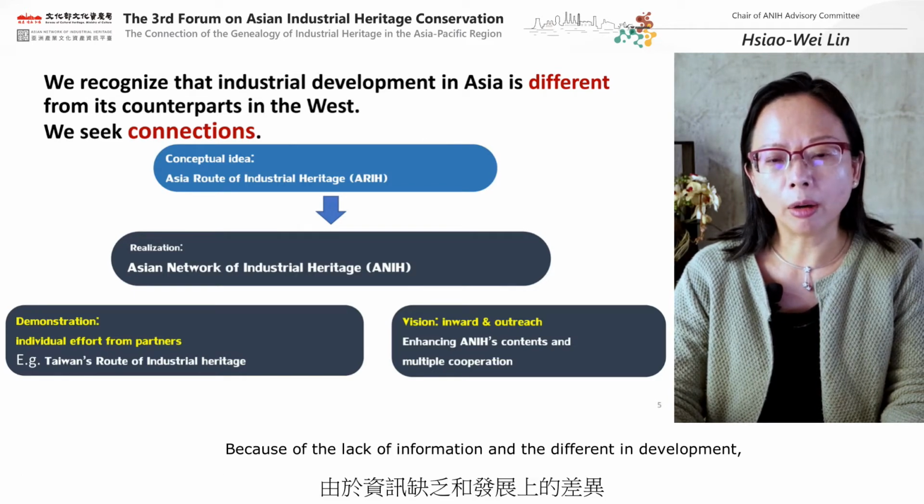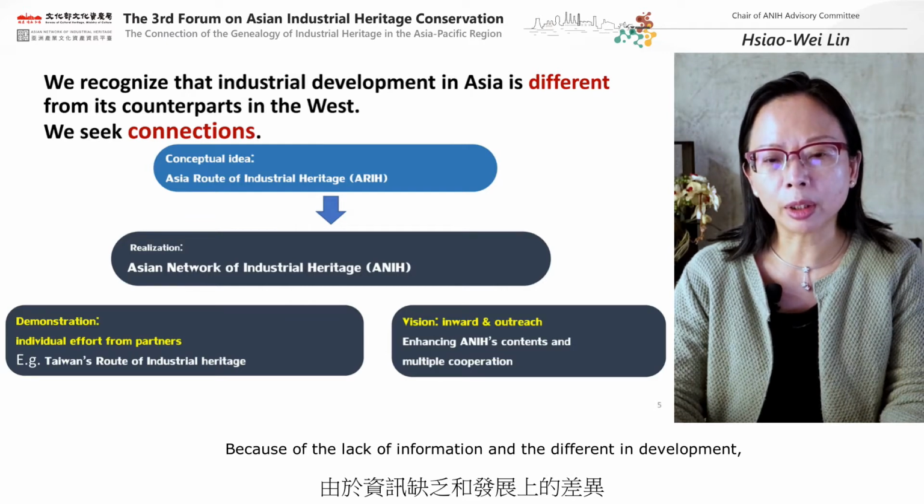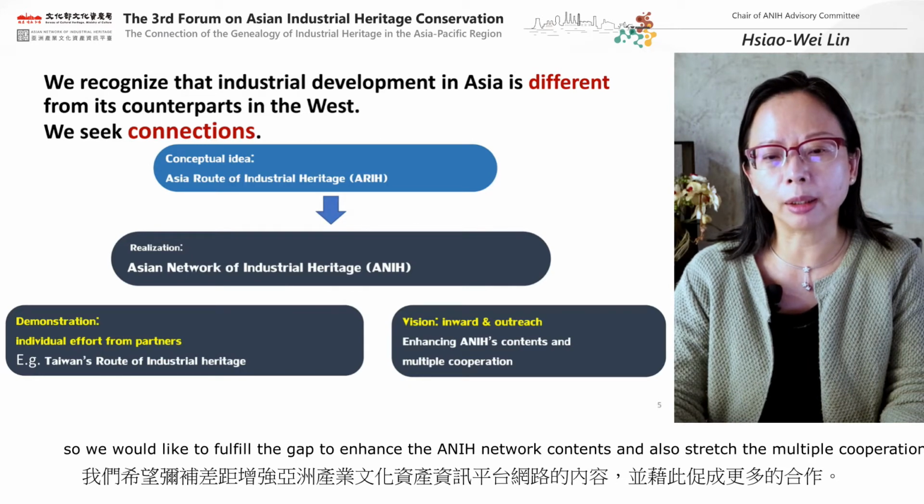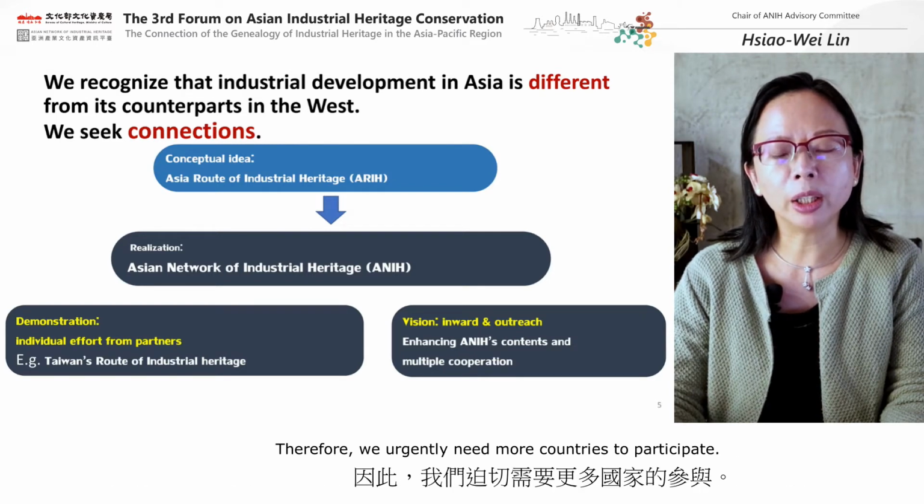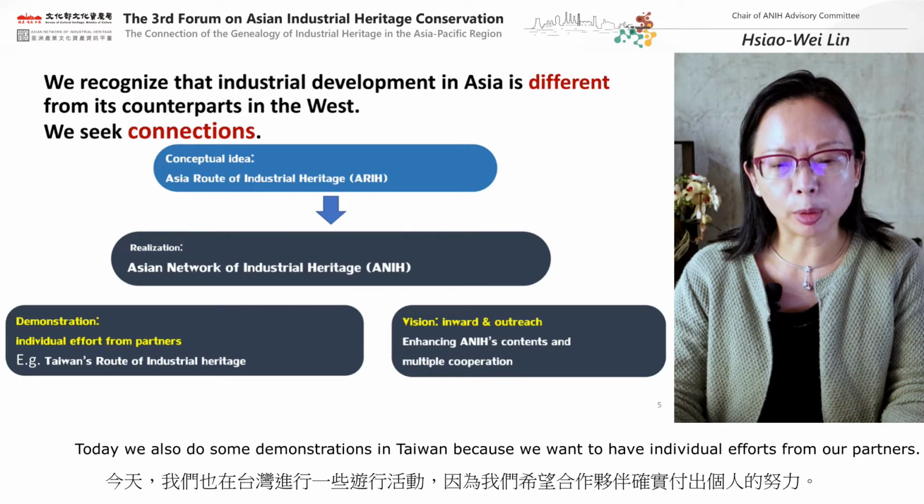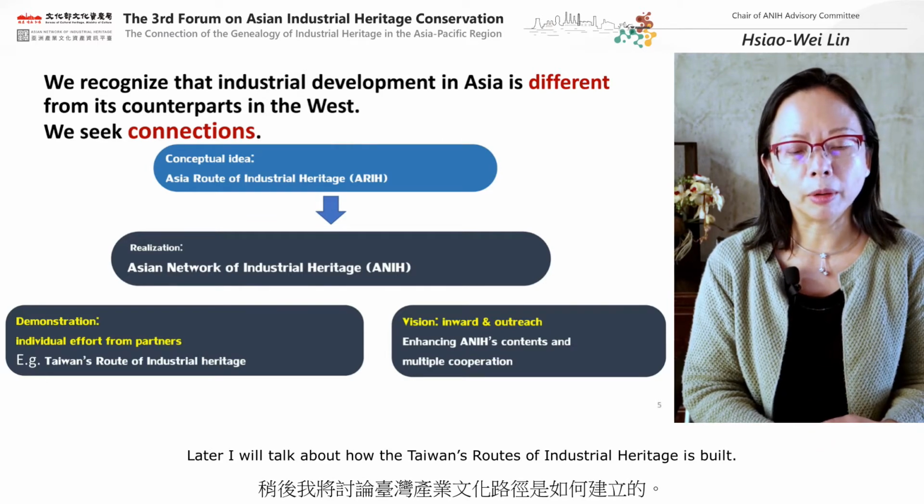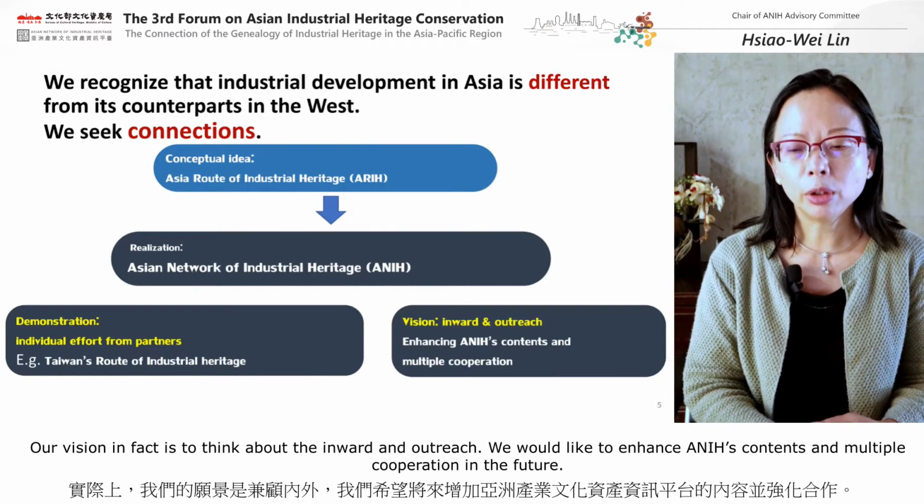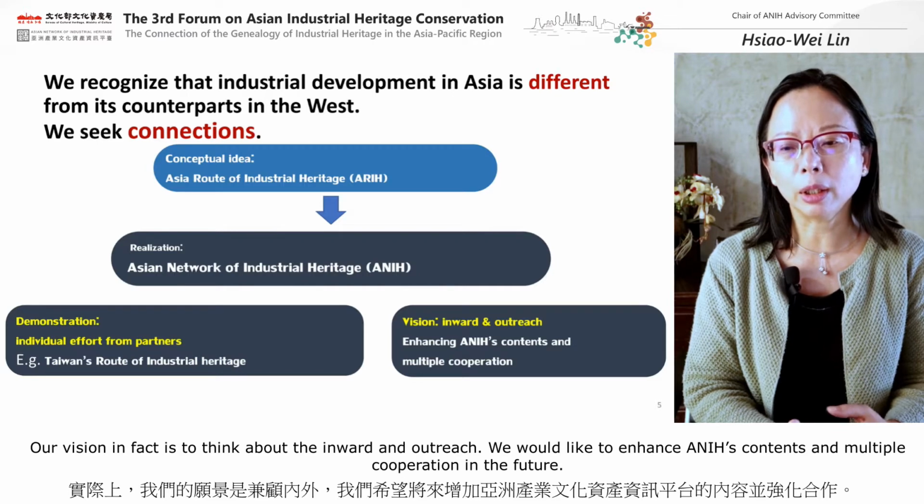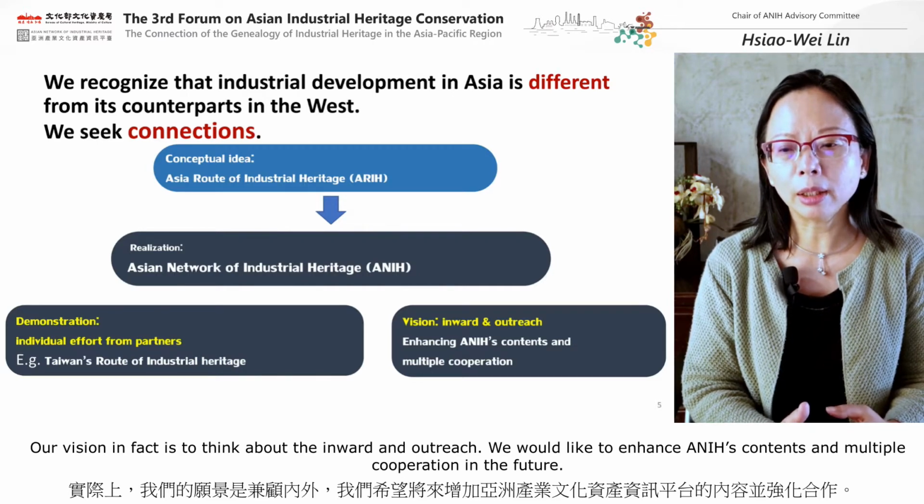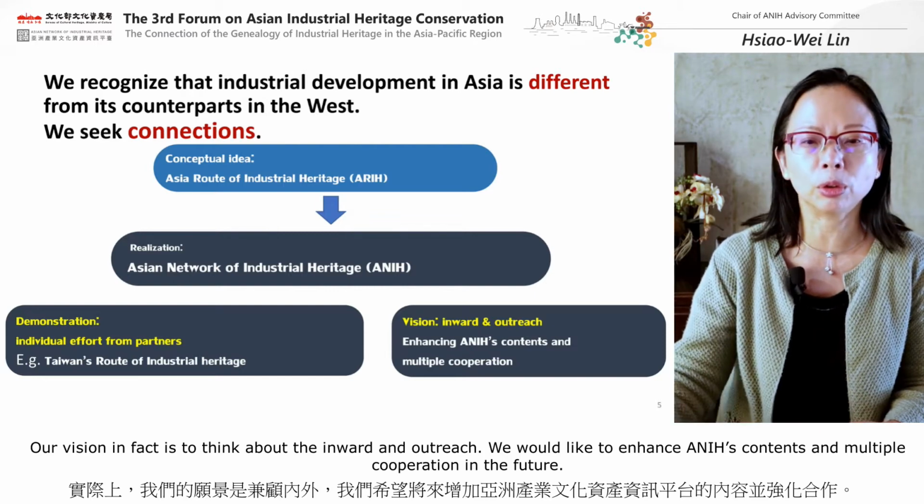Because of the lack of information and different development, we would like to fulfill the gap to enhance the ANIH network's content and also strengthen the multiple cooperation. Therefore, we urgently need more countries to participate. So today we also do some demonstration in Taiwan because we want to have individual efforts from our partners. Then we can together build up this Asia network. Later I will talk about how Taiwan's roots of industrial heritage is built. Our vision, in fact, is to think about the inward and outreach. So we would like to enhance the ANIH's contents and the multiple cooperation in the future.